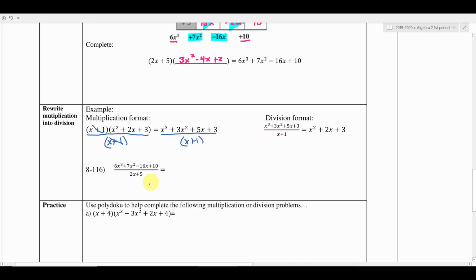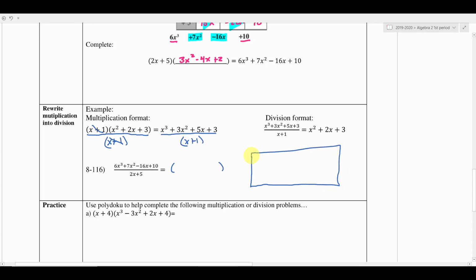All right, so think about this one. In 816, I have this cubic being divided by 2x plus 5. And remember, there's going to be some expression that's left over here, and we don't know what that expression is. So I'm going to set up a Polydoku to figure it out.